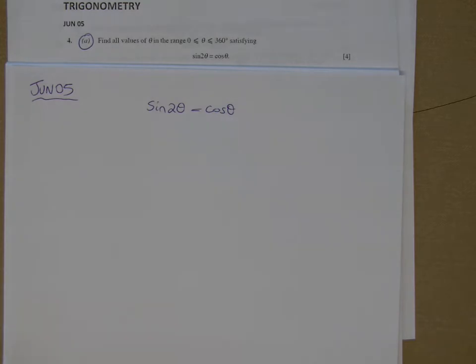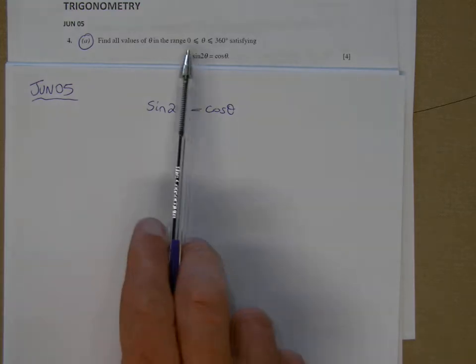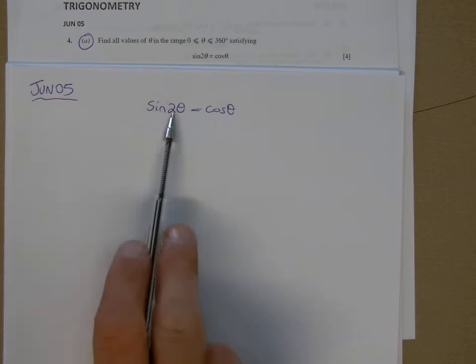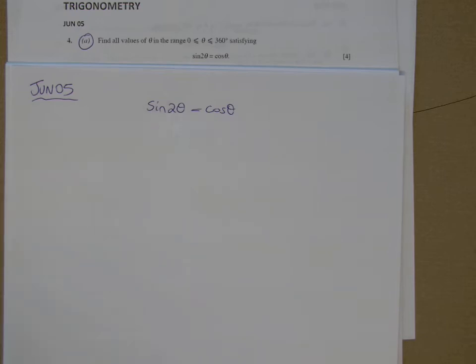Okay, so here we're asked to find the values of theta in the range between 0 and 360 degrees, satisfying this equation here. We're going to get a set of results, so we're going to have to draw a trig graph to get all the results between 0 and 360. But you'll notice here in the C4 paper with trigonometry, you have double angles. It pops up here, right?